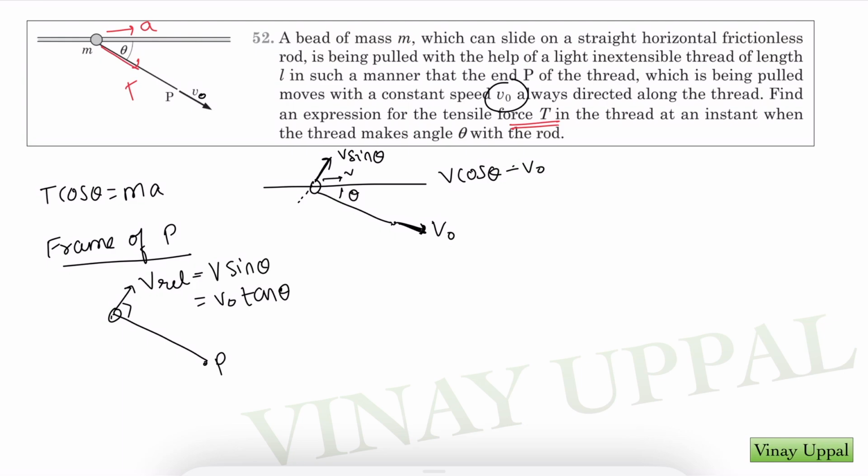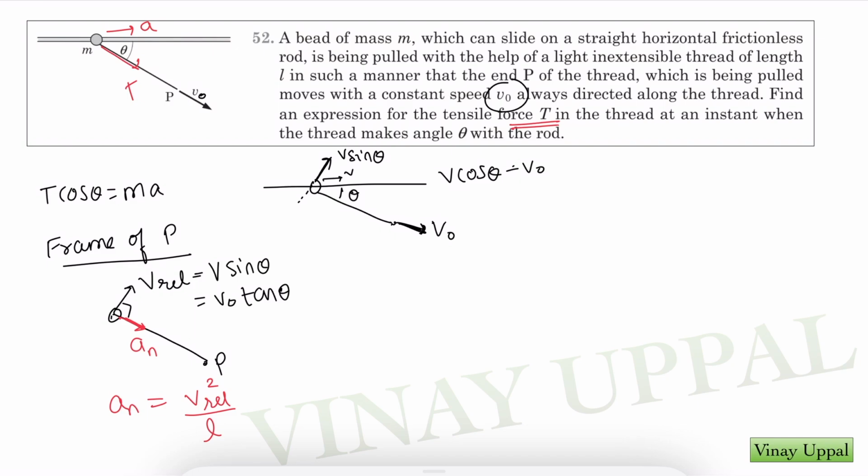Now, can I write the component of acceleration of the bead along the string, the normal component in the frame of point P, as nothing but v relative squared by L. So this is the main equation. In such problems, we write the component of acceleration along the string, because that will be the centripetal acceleration. In point P frame, the bead is performing circular motion. So this will become my centripetal acceleration.